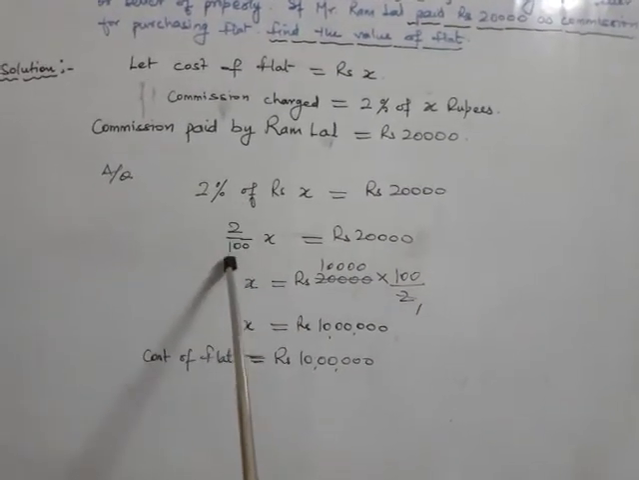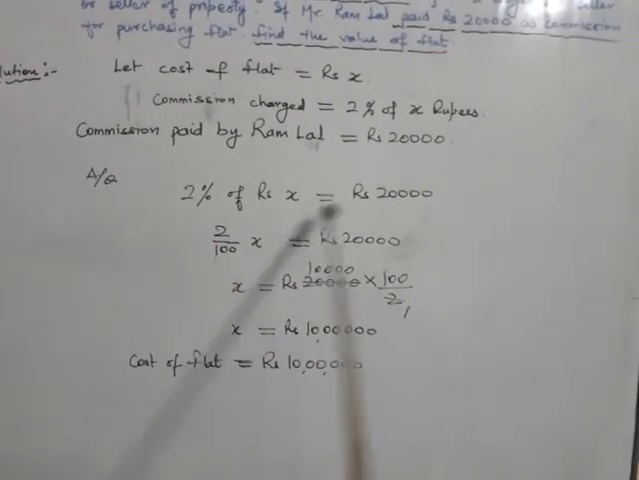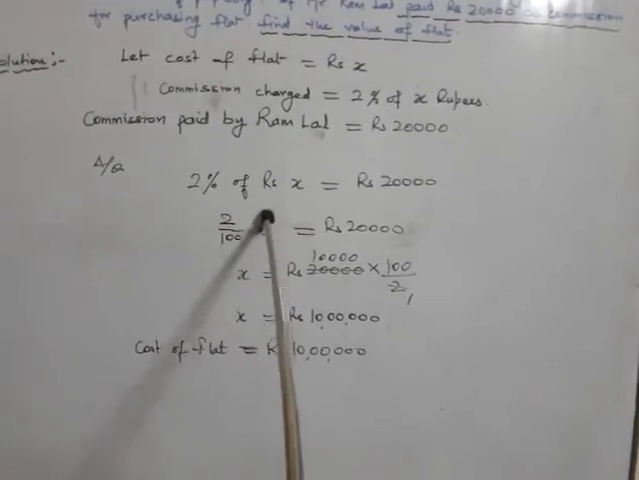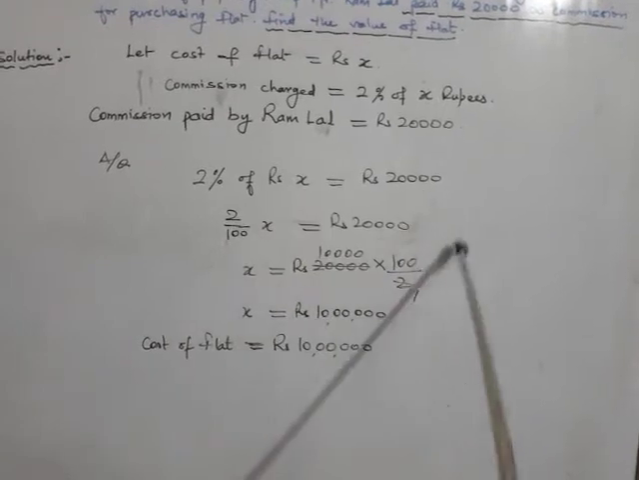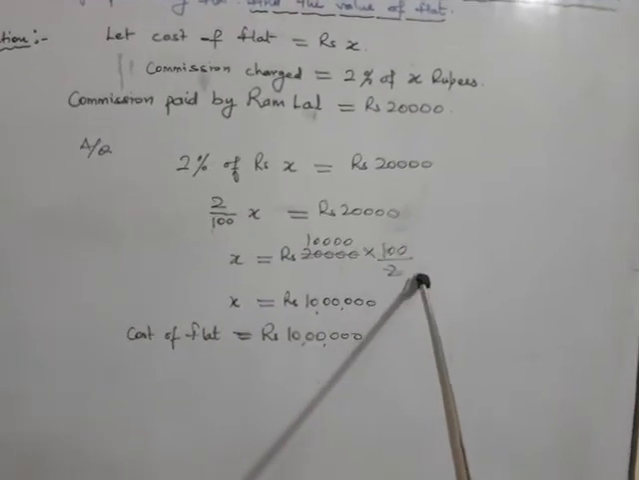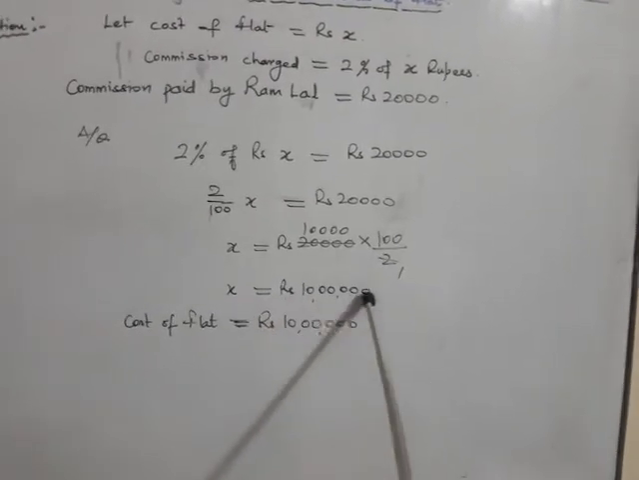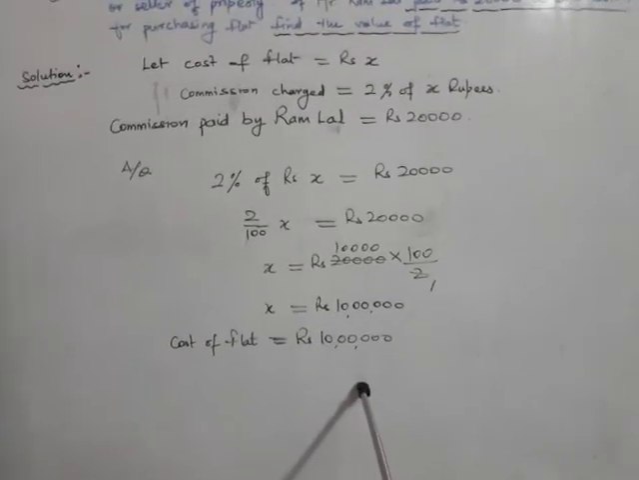So 2% means 2 over 100 multiplied by rupees x, and it becomes rupees 20,000. So you have to find the value of x. Keep x over here and shift this 2 over 100 to the second side. This 2 over 100 on the second side will become 100 upon 2. After cancelling you will get x is equal to 10 lakh rupees. So the cost of the flat is rupees 10 lakh.